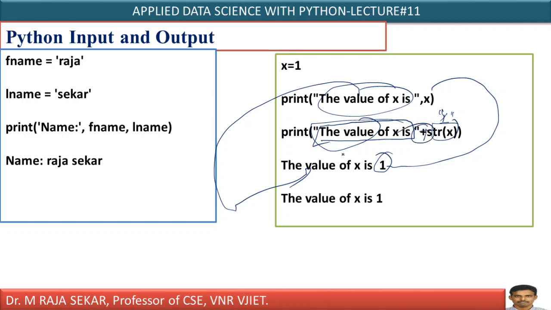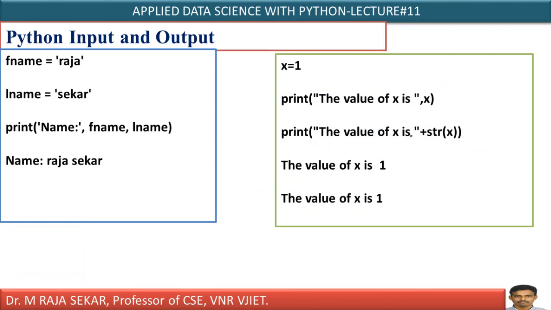In between, if I keep plus, what does it mean? That one is the concatenation operator. It will keep one, without gap. It will attach. This will concatenate it to this one. That's what it says. Value of x is 1, isn't it?